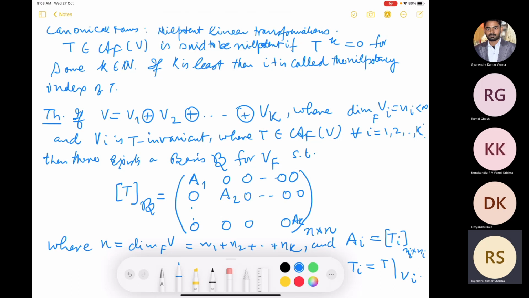Let me see the time now. Oh, it's already 9, so it doesn't make sense to push the proof. So we shall take up from here. We shall prove this result next time when we meet, and then proceed to see some canonical forms.